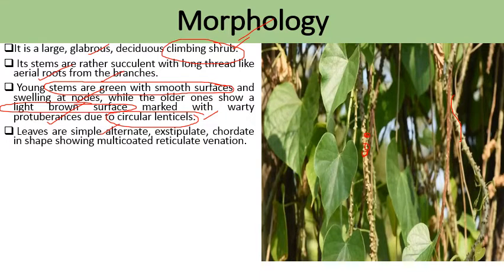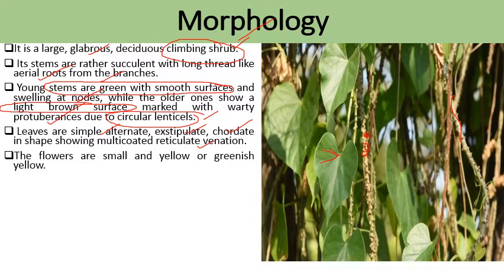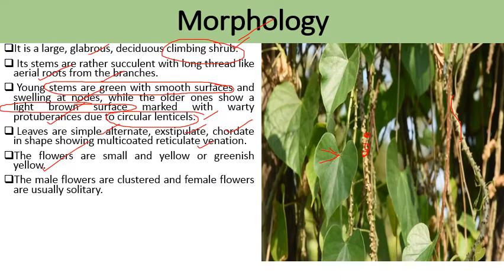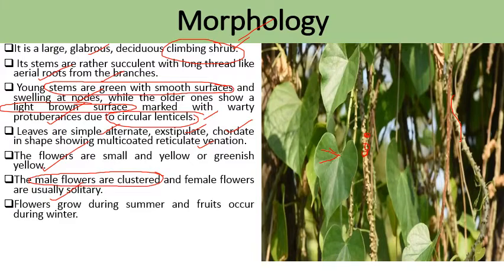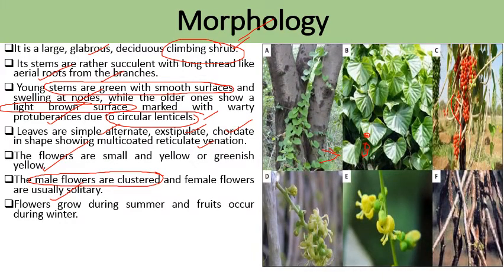Leaves are simple, alternate, exstipulate, cordate in shape, showing multicostate reticulate venation. So ये show करते हैं multicostate reticulate venation. The flowers are small and yellow or greenish yellow, and the male flowers are clustered. जो male flowers हैं वो cluster में born होते हैं and female flowers are usually solitary. तो female flowers singly grow करते हैं. So this is the plant of this giloy. These are the leaves, and this shows the fruits, the reddish berries. Then male and female inflorescence. Male flowers cluster में grow करते हैं और जो female flowers हैं वो solitary में singly grow करते हैं.